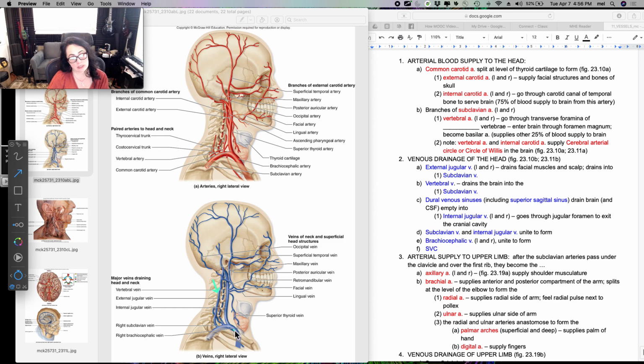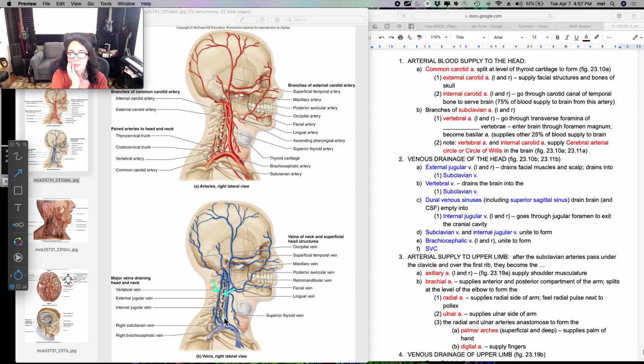Notice, though, it actually dumps into the subclavian vein. Okay, external jugular dumps into the subclavian vein. And then these vertebral veins right here, vertebral veins, vertebral arteries. Vertebral veins also dump into the subclavian veins. So we got the outside of the head, we got 25% of the inside of the head.